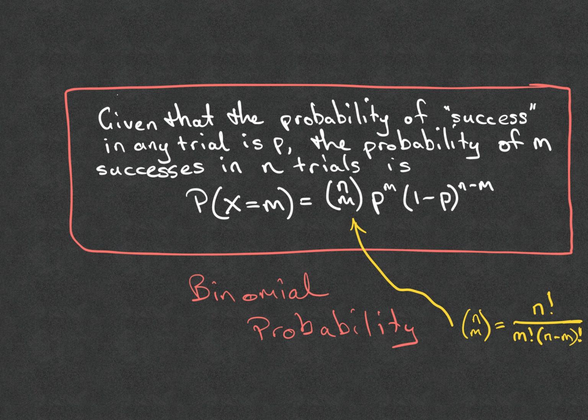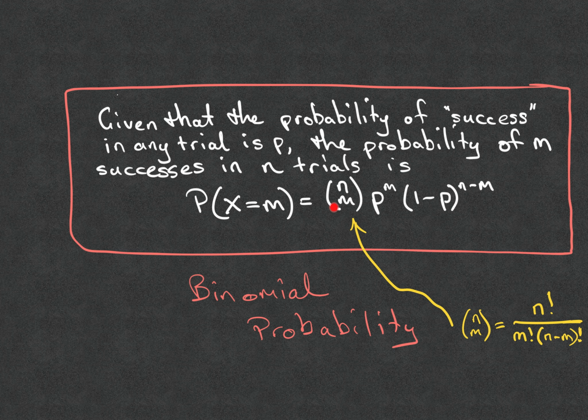That's the first thing you see there in parentheses. n choose m. I'll talk about that in a moment. Multiplied by p to the power m. So that's the probability of success, p, to the power m, the number of successes we're interested in. And then finally multiplied by 1 minus p, that's the probability of a failure, to the power n minus m, and that's the number of failures that you'd be looking at. So that's our formula for the probability of m successes in n trials.